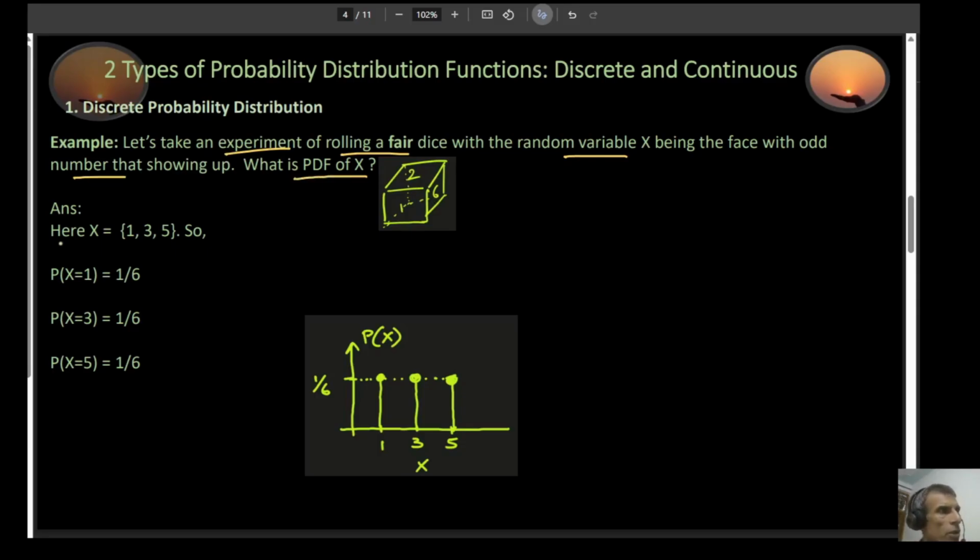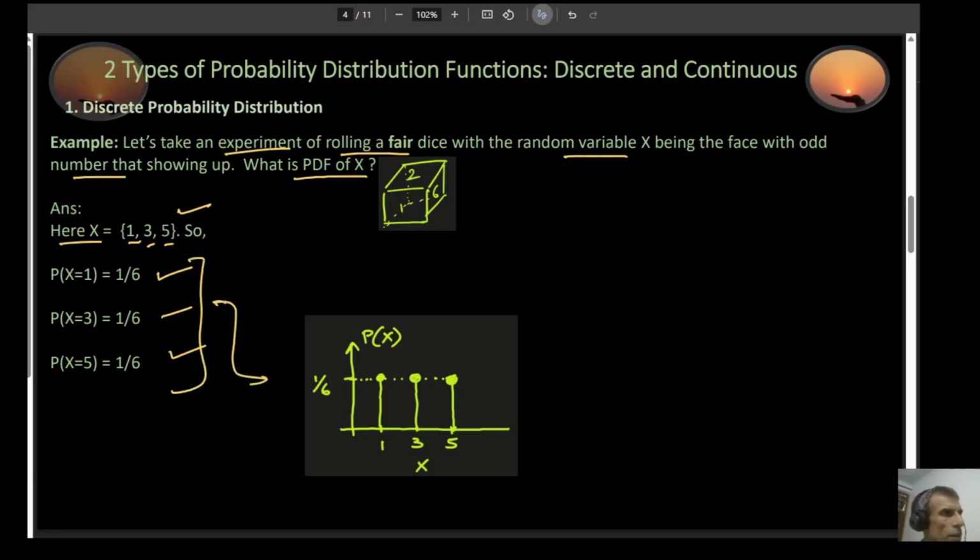Well, first you start with your x. What are the possible values of x in this case? It's going to be 1, 3, 5, because it's saying it's an odd number. These are my odd numbers. Then calculate the probability of your odd number. Well, the probability of x equal to 1 is 1 over 6. The probability of x equal to 3 is 1 over 6. And likewise for 5, 1 over 6. So this is your probability distribution function right here.